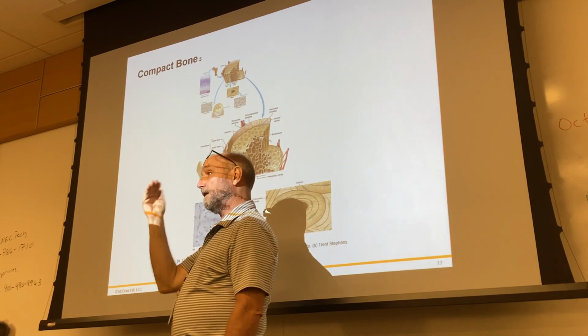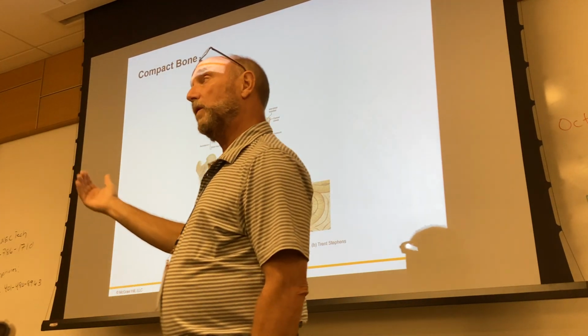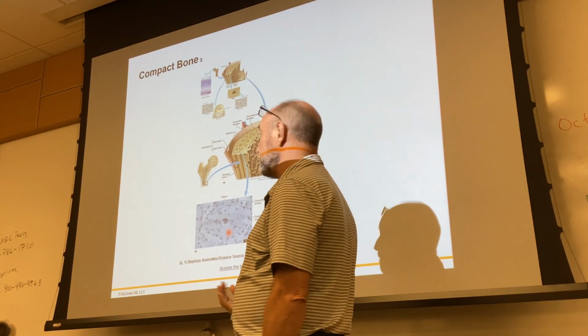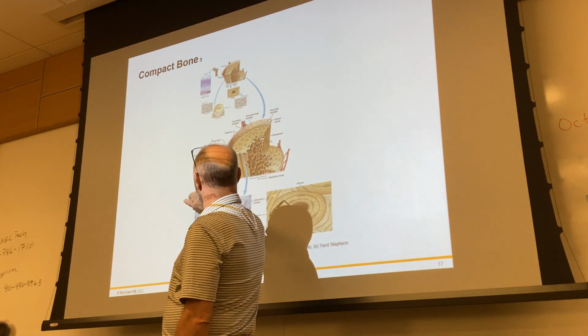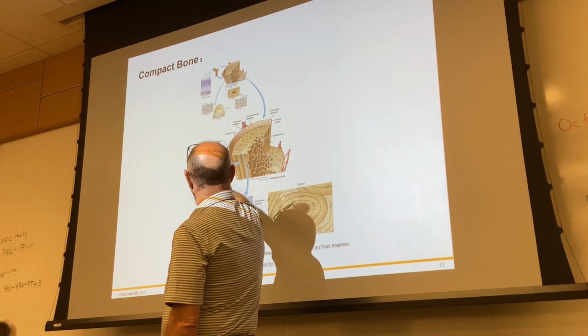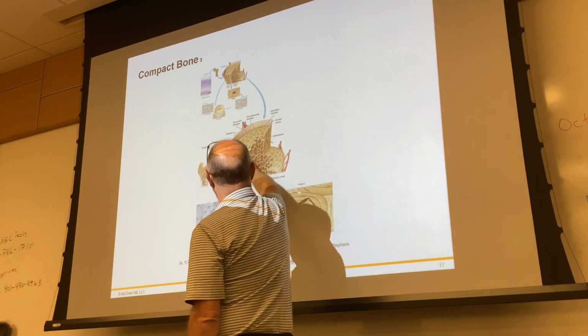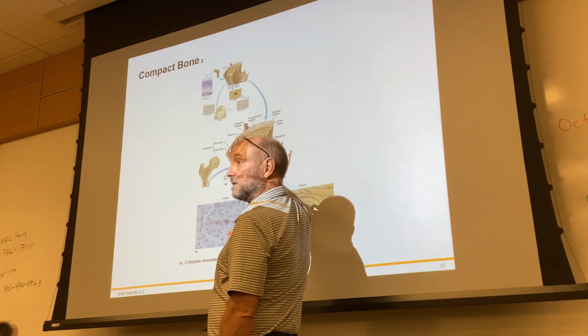The medullary cavity itself is lined by the endosteum. The superficial portion of the bone is lined by the periosteum. So this portion right here is lined by the periosteum. This is lined by the endosteum. And that's what we're looking at right here. This is the periosteum. And these are individual osteons.